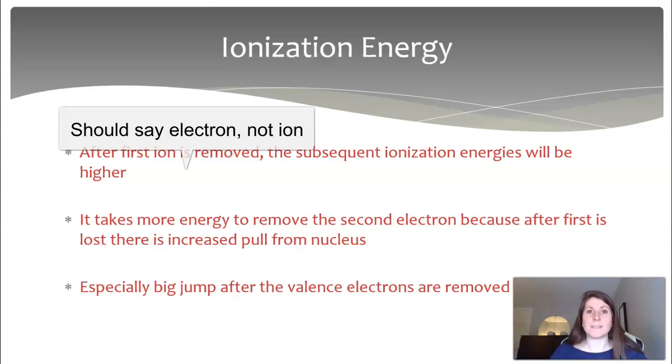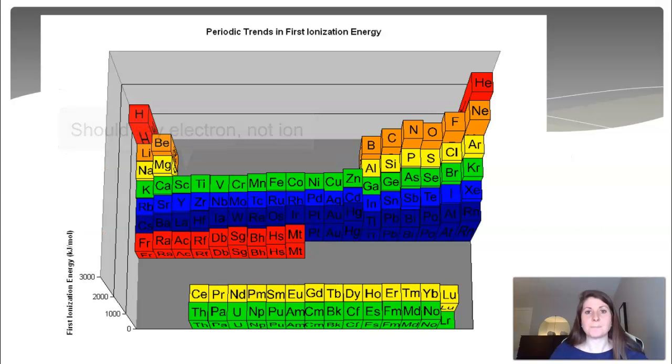So you remove the valence electrons, and now you're at those inner electrons, so shielding is much more reduced, and it's going to be a lot harder to remove those electrons. This is just a general trend that you see. There are exceptions that happen in ionization energy, and you can see this over here with oxygen and sulfur, how nitrogen is higher than what oxygen would be.